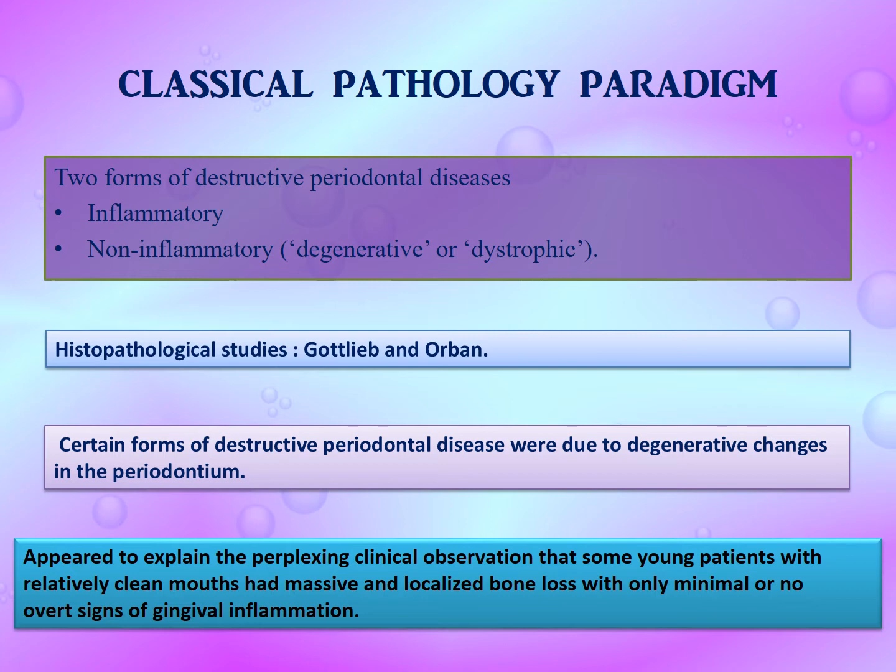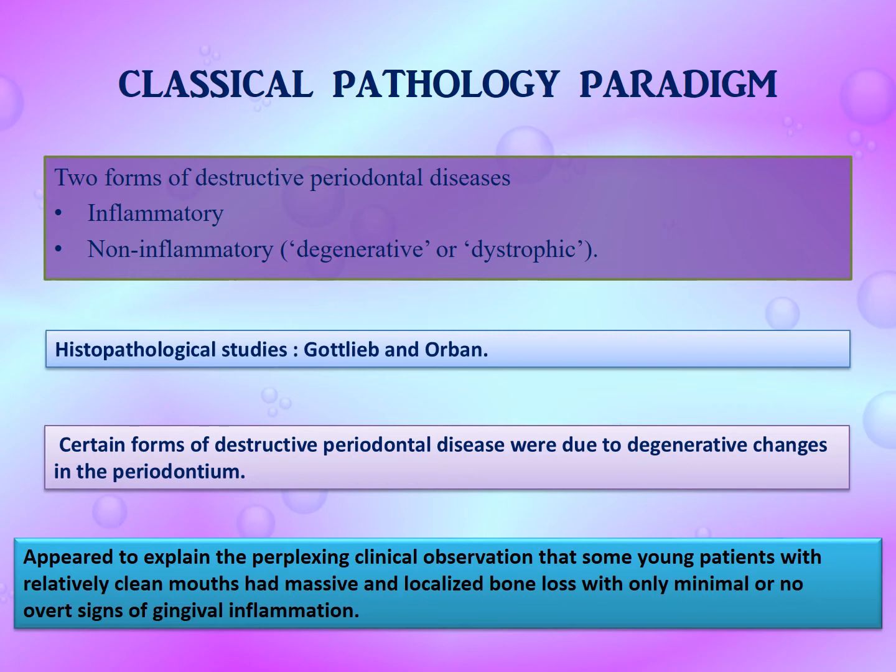So later came the classical pathology paradigm. According to this paradigm, there were two forms of destructive periodontal diseases, that is inflammatory and non-inflammatory, which included the degenerative, dystrophic or atrophic diseases. Basically, the conclusion of this paradigm was based on the overinterpretation of the histopathological studies done by Gottlieb and Orban.